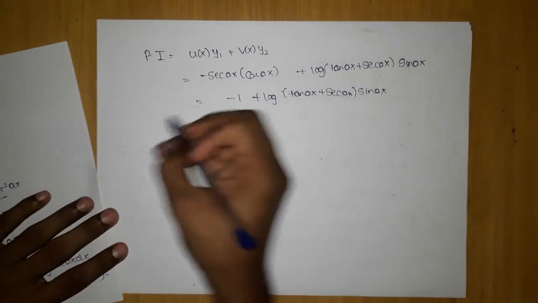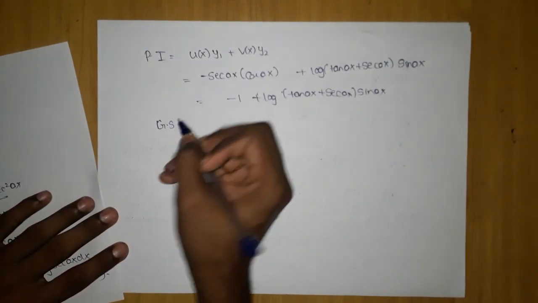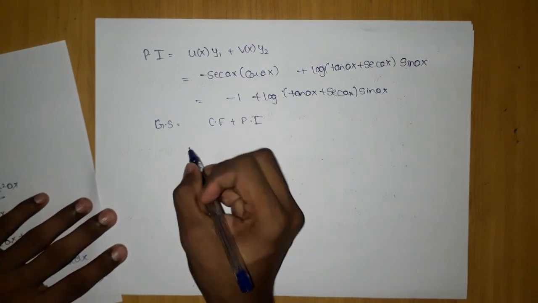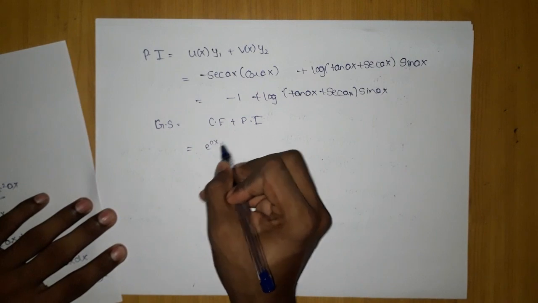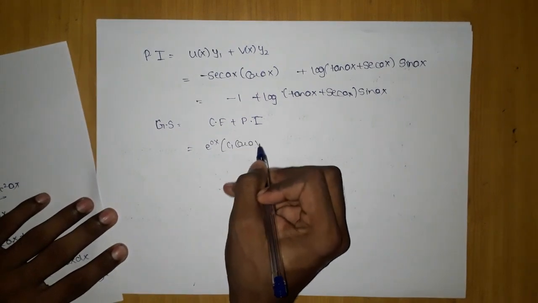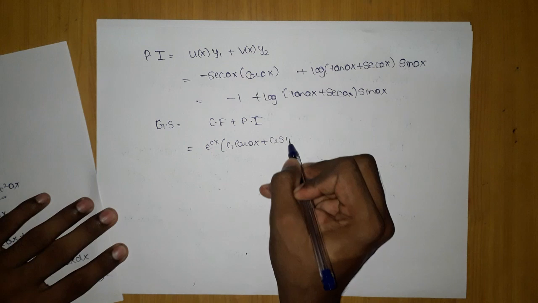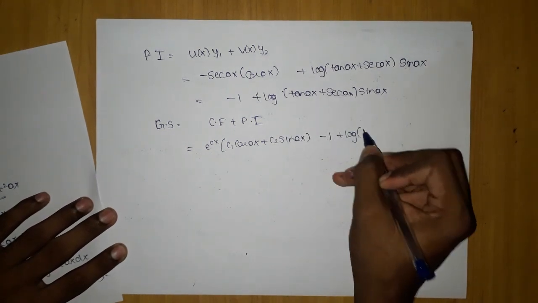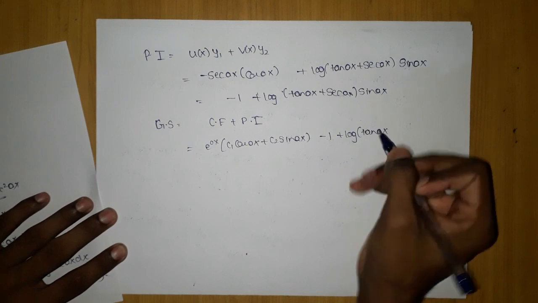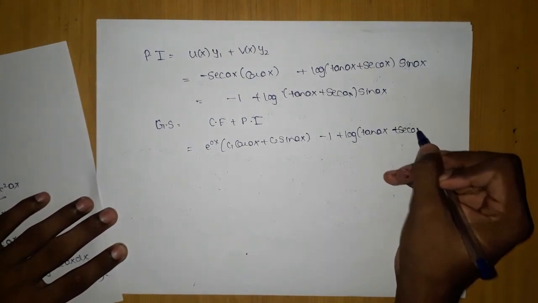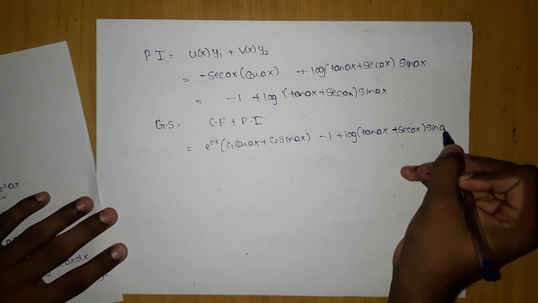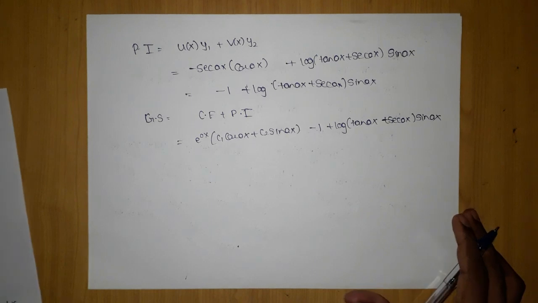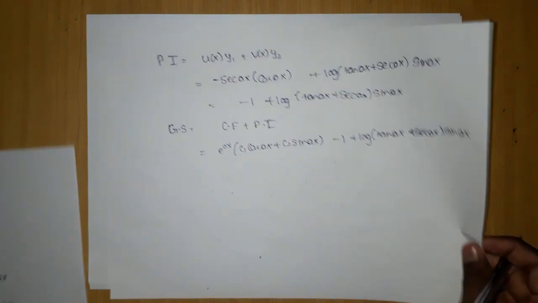Now you have to write the general solution, which is a combination of complementary function plus particular integral, which will be e to the power 0x bracket c1 cos ax plus c2 sin ax minus 1 plus log tan ax plus sec ax sin ax. So this is our required answer. Hope you understand each and everything. So now let's move on to the next thing.